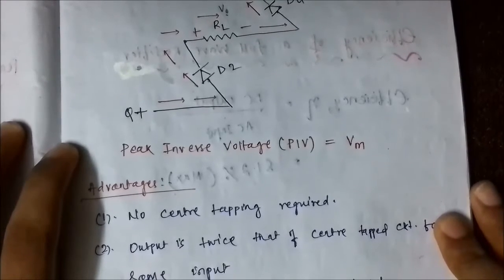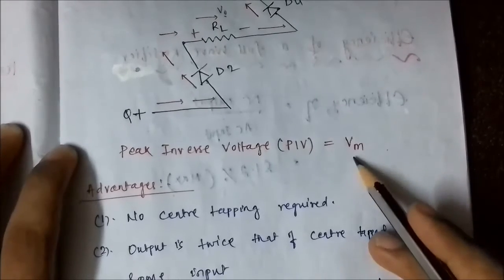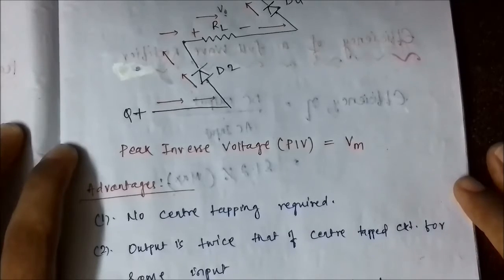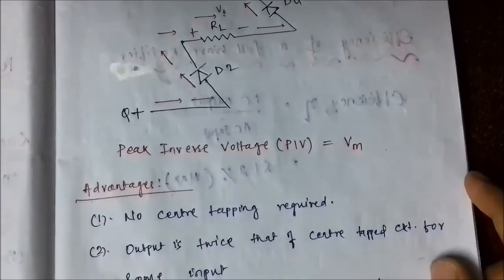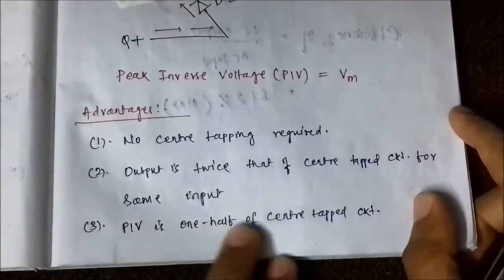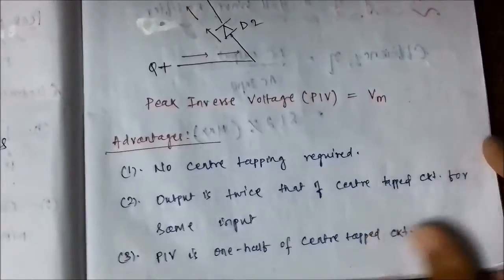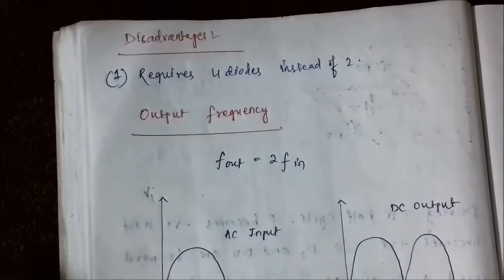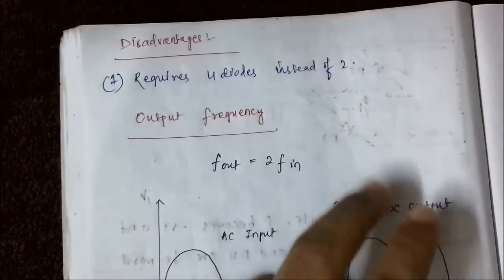Now the peak inverse voltage here is Vm, which is half of that in case of the center tap full wave rectifier, which was 2Vm. So the possibility of any damage to the circuit is also eliminated. This is the PIV, peak inverse voltage, which is half. The only disadvantage is that it requires 4 diodes instead of 2, as in the center tap full wave rectifier.